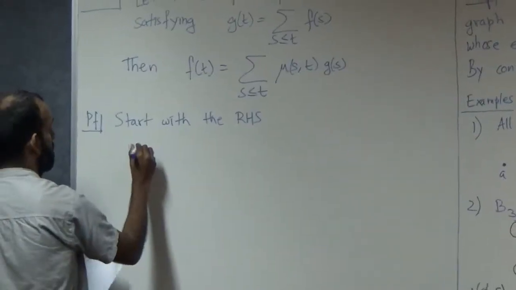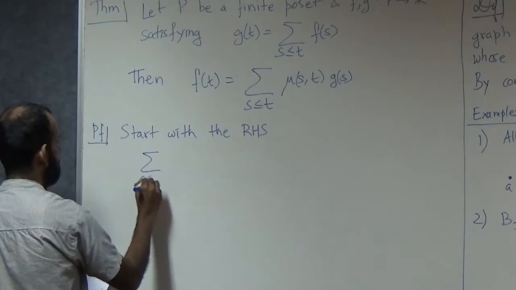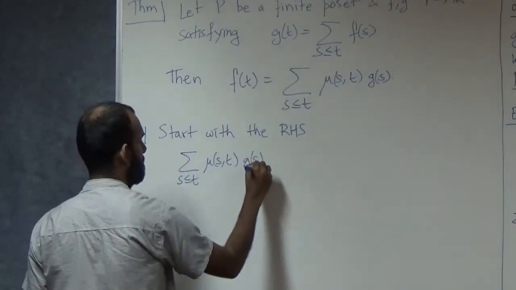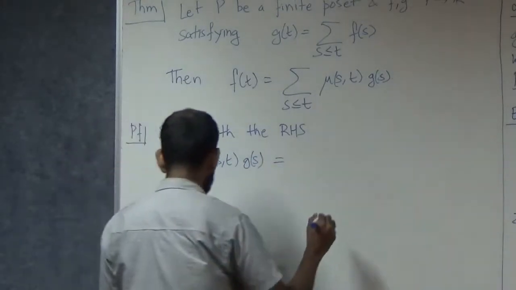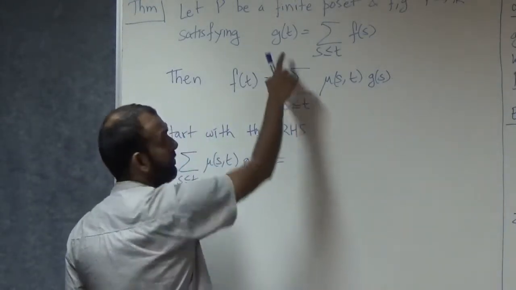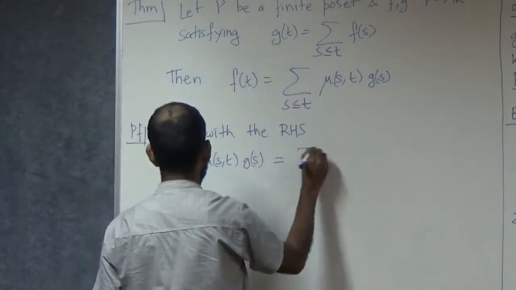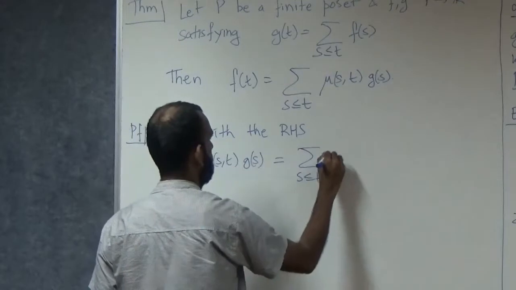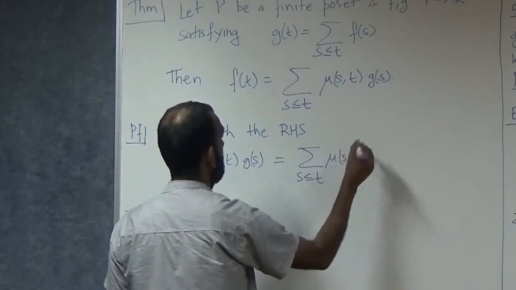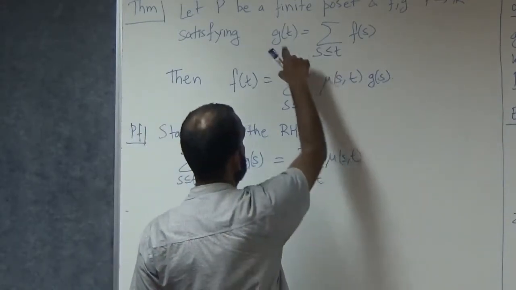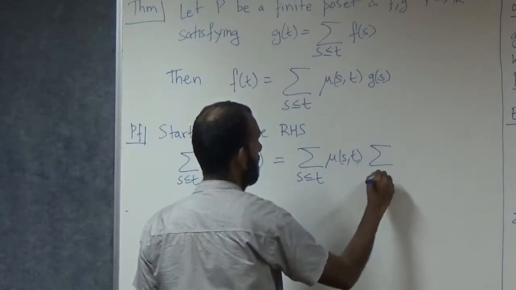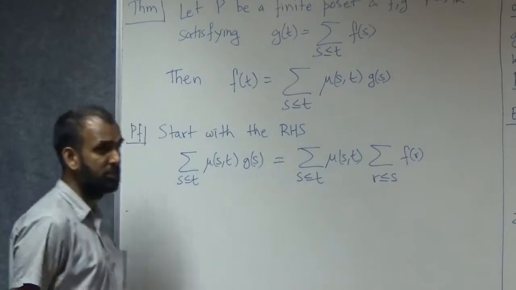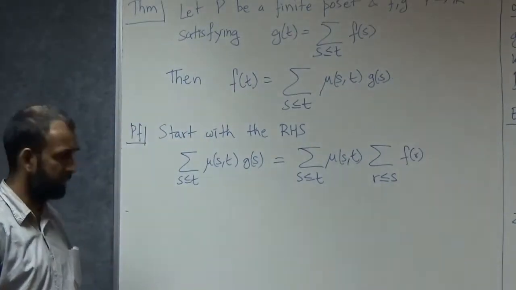So what is that? I have the sum over s less than or equal to t of mu(s,t) g(s). What is this equal to? I'll just substitute for what g(s) is. So this is the sum over s less than or equal to t of mu(s,t), and now I need another letter for g(s), so let's say the sum over r less than or equal to s of f(r). Right? This is just the definition, I've just used g(s).